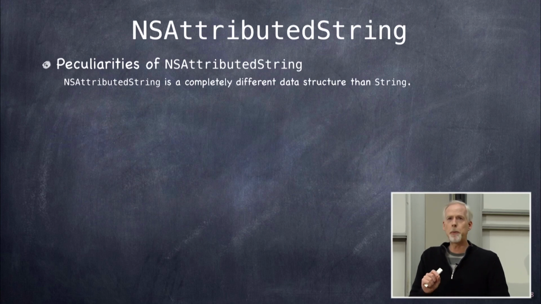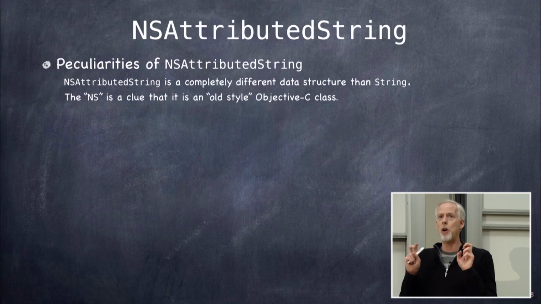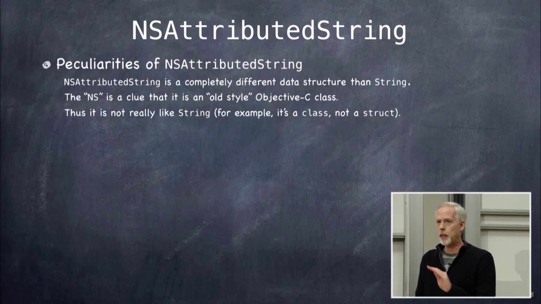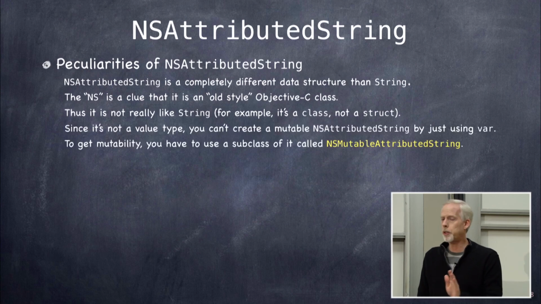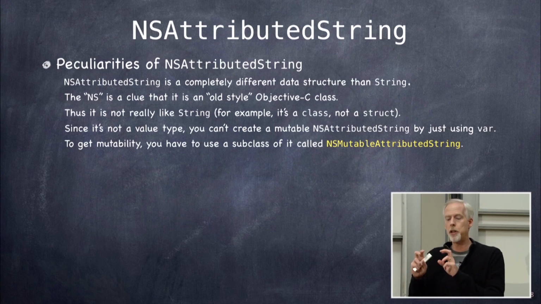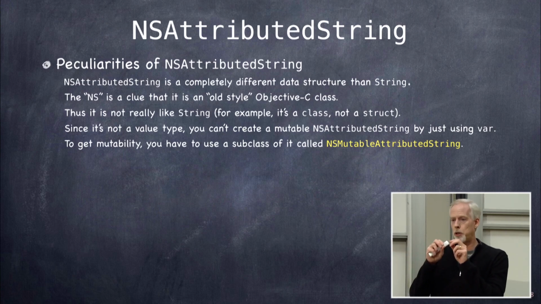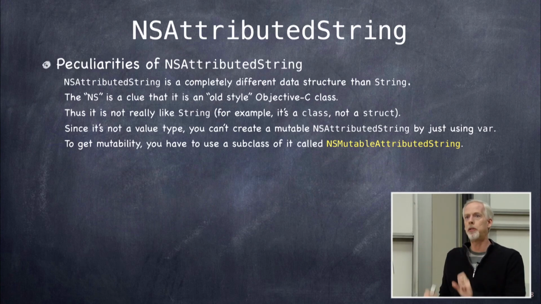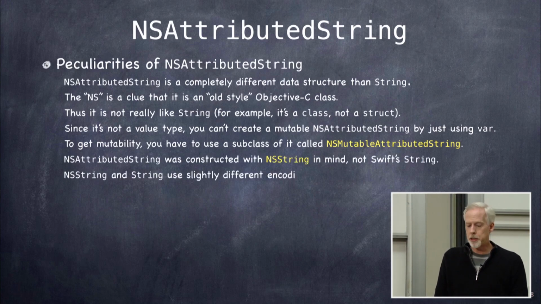I just briefly want to talk about the peculiarities of NSAttributedString since this is an NS. You see that NS at the beginning, and this is kind of an older API. It's not a string, okay? It's a totally different thing. NSAttributedString is a class. It's completely different than string and works completely differently. Because it's a class, not a struct, you can't make a mutable one by just using var. You have to actually use a different class, NSMutableAttributedString. If you wanted to set the dictionaries on certain characters individually, you would need to use a mutable attributed string, a completely different class there.